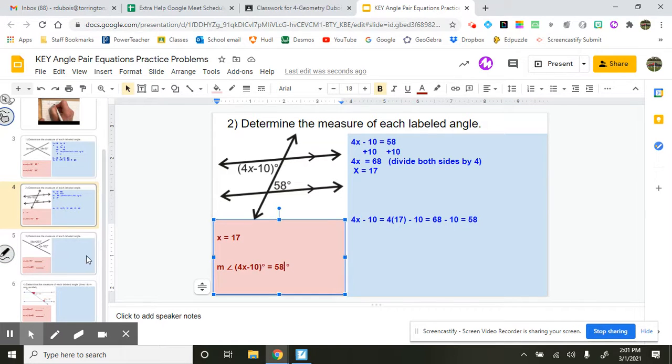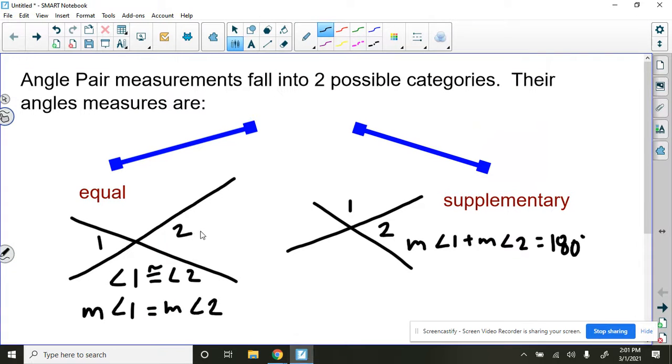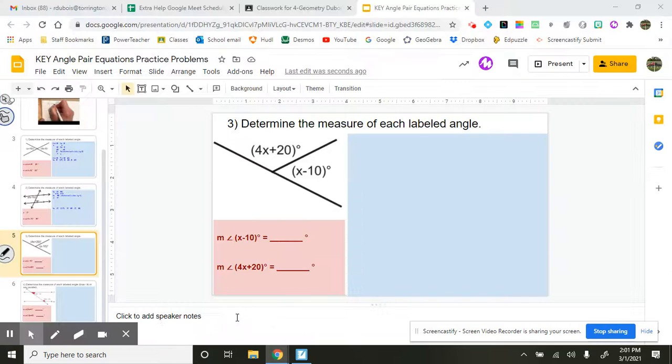Okay, moving on. Now I've got a linear pair here. And just thinking logically, keep in mind that the angle pair equation formats are going to be, if the conditions are right, either the angle measures equal each other or they're supplementary and add up to 180. It's got to be one of those two. So thinking logically, if you look at x minus 10, you don't know how many degrees it is. That's what we're trying to figure out. But visually, you can tell it's less than 90 degrees.